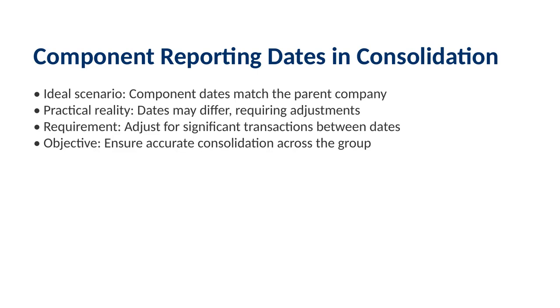Now let's dive into the critical area of group audits, specifically focusing on how we handle the reporting dates of components during consolidation. Ideally, every component's financial statements should be drawn up to the exact same reporting date as the parent company. However, in the real world, this isn't always practicable. When a component has a different reporting date, we can't just ignore the gap. We must make adjustments for any significant transactions or events that happened between the component's date and the parent's date.